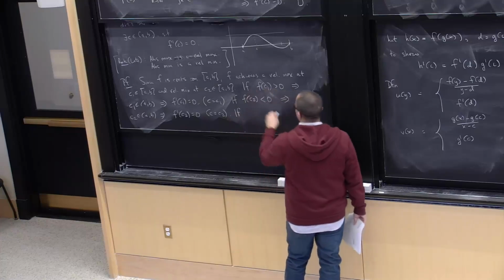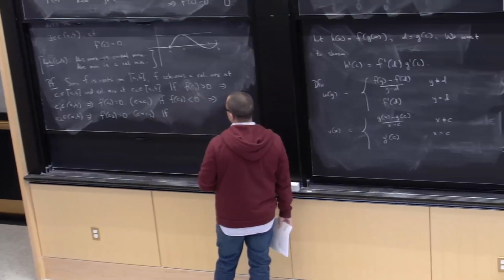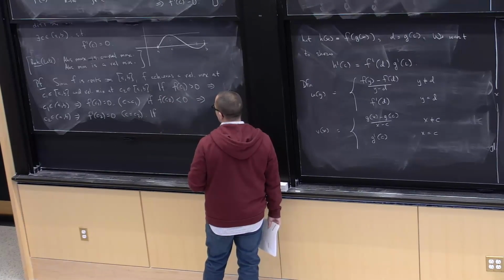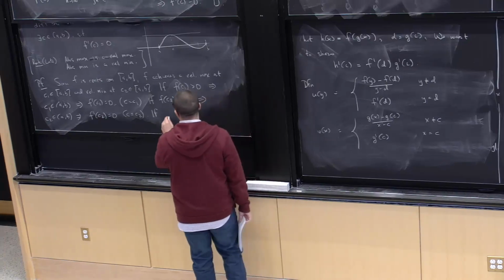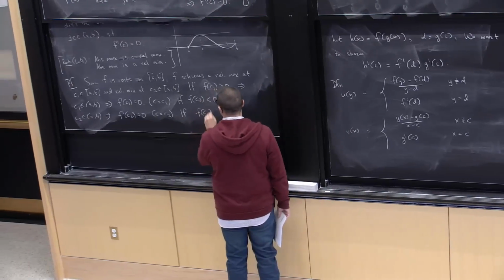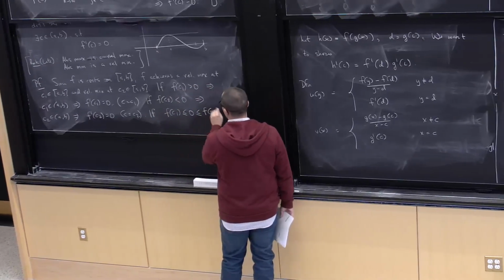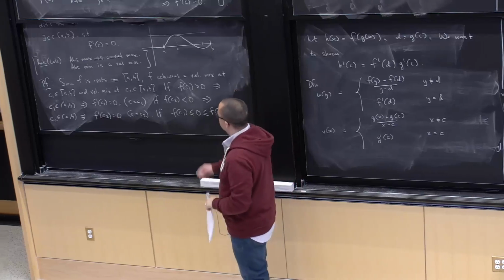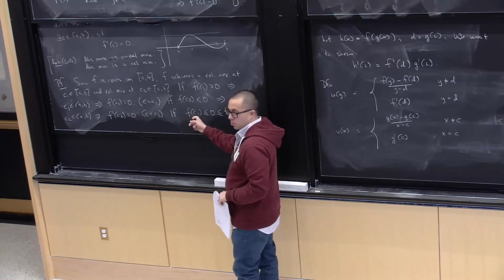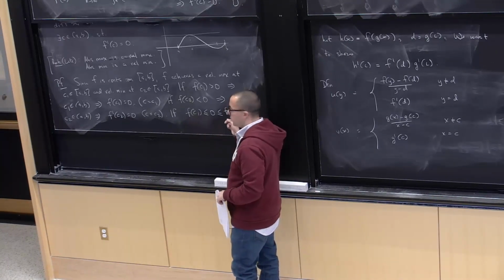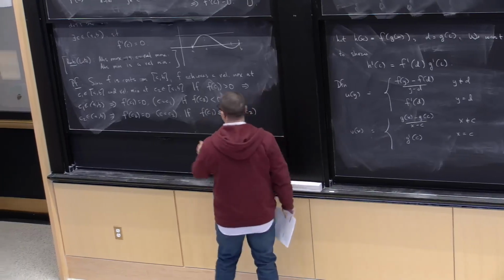Now this is two cases. If either f of c1 is positive or f of c2 is less than 0, then we have the result. If f of c1 is less than or equal to 0 is less than or equal to f of c2. Now remember, f achieves a max at c1, f achieves a min at c2, and therefore this should always be less than or equal to this.